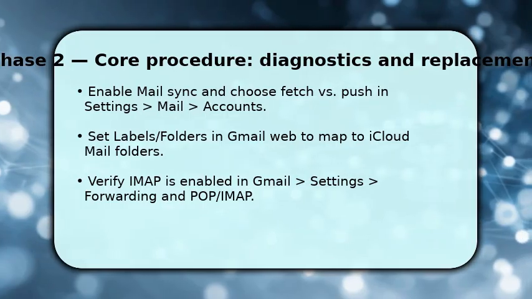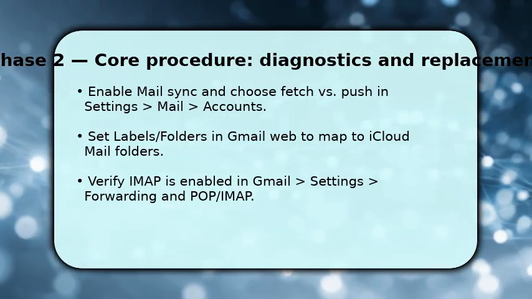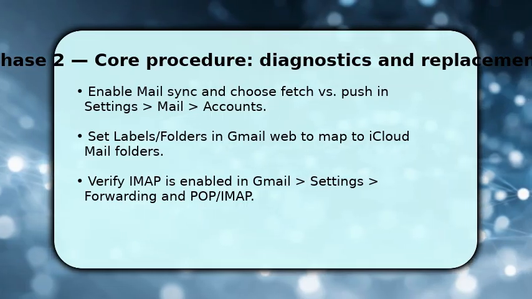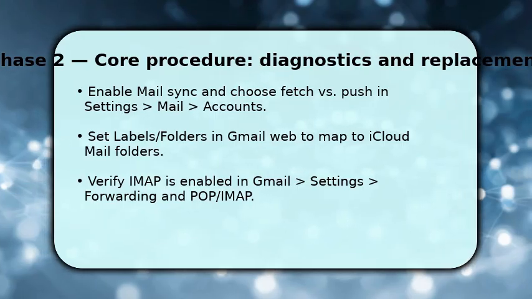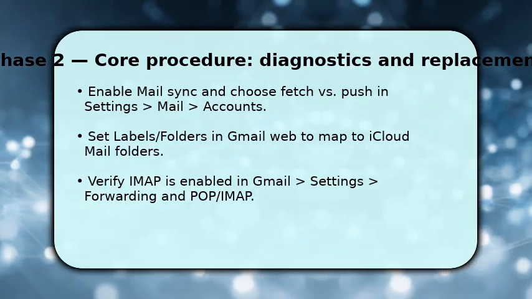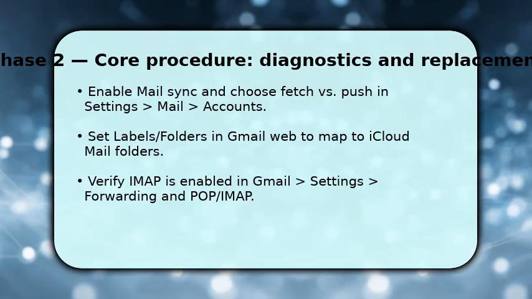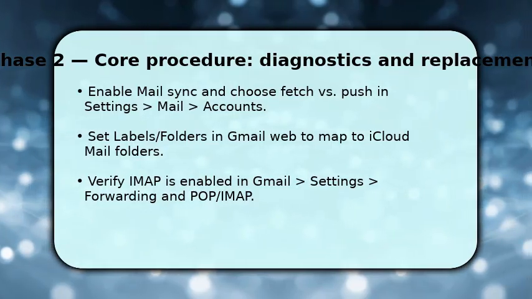Then, on a computer, open Gmail and enable IMAP under Settings, Forwarding, and POP/IMAP so folders sync properly. Map Gmail labels to iCloud folders by dragging or creating matching folders in Mail. This ensures your sent, drafts, and archived messages sync.